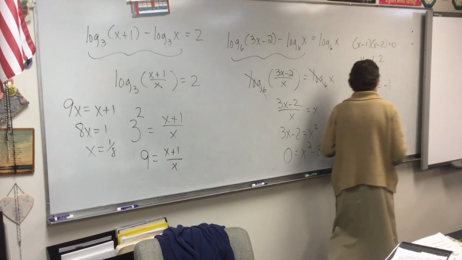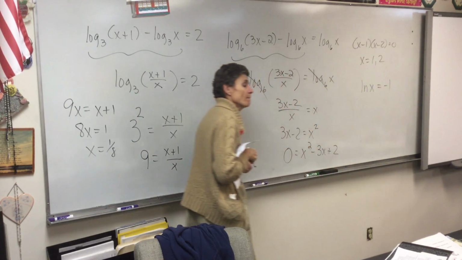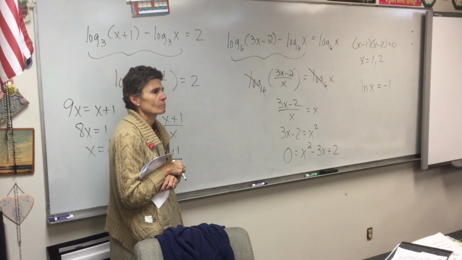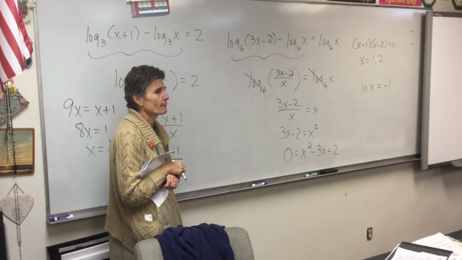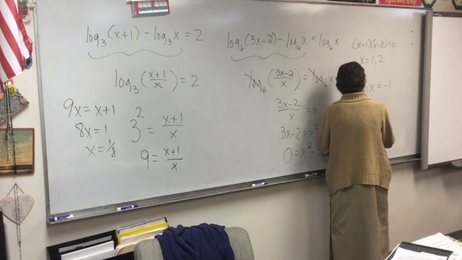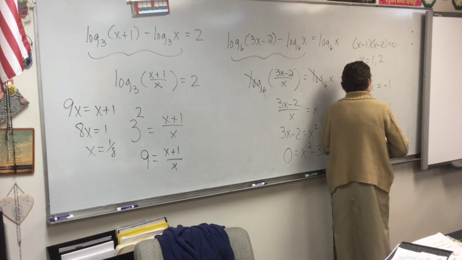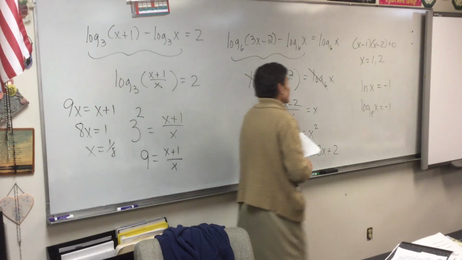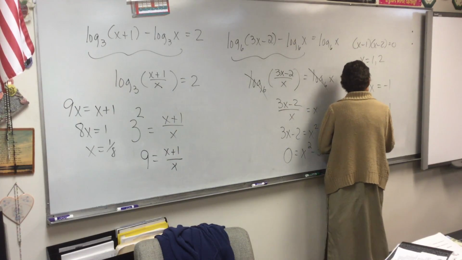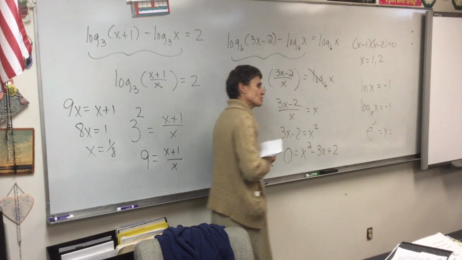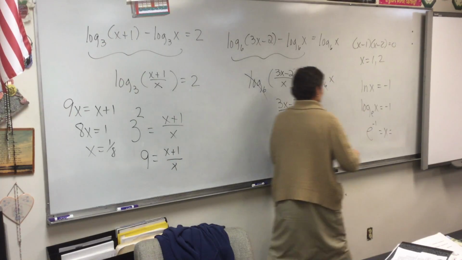Now we already did one sort of like this. See if you can remember. What's ln stand for? Log base e. So if I write it this way, can you think what to do? E to the negative first equals x. What does e to the negative first mean? 1 over e.